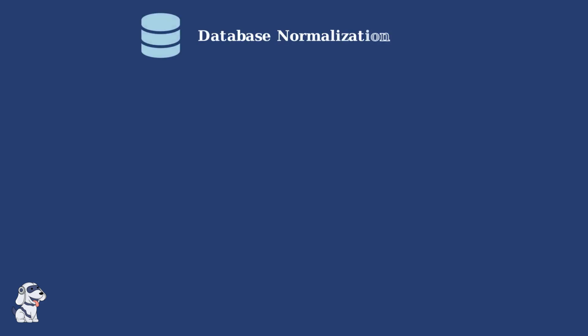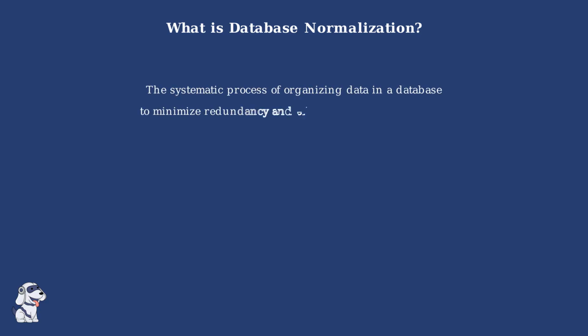Database normalization is a fundamental process in database design that transforms how we organize and structure data. It's the systematic approach to arranging data in a database to achieve optimal efficiency and maintain data integrity. Database normalization is the systematic process of organizing data in a database to minimize redundancy and eliminate dependency issues, while ensuring data integrity and consistency throughout the system.